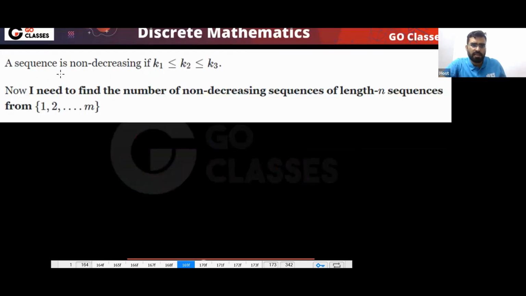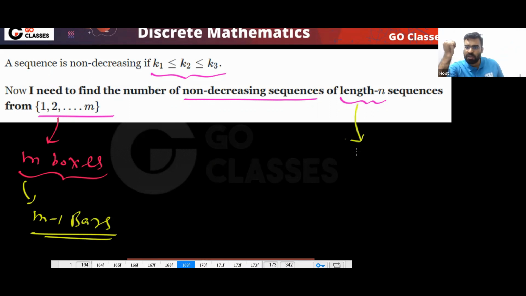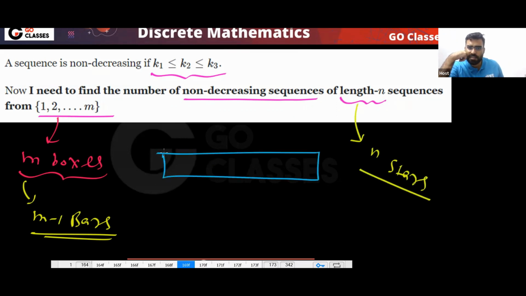So let's solve this. A sequence is non-decreasing. This is the non-decreasing sequence. I need to find the number of non-decreasing sequences of length n from this set. So tell me who are the boxes. We have total m boxes, so we have m minus 1 bars. And we want a total of n stars. So basically we want length n. Non-decreasing sequence we want.